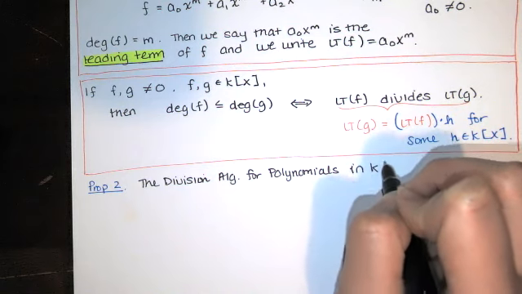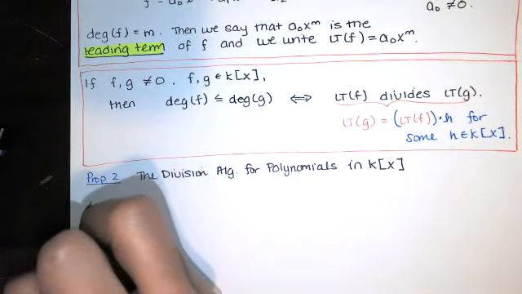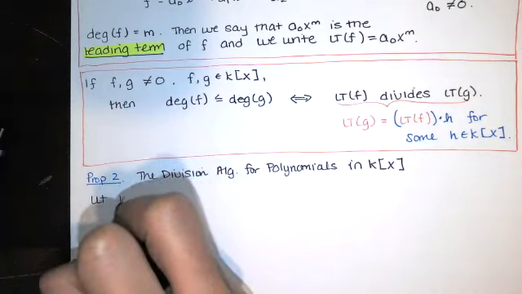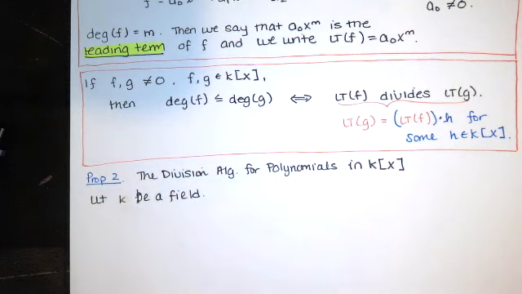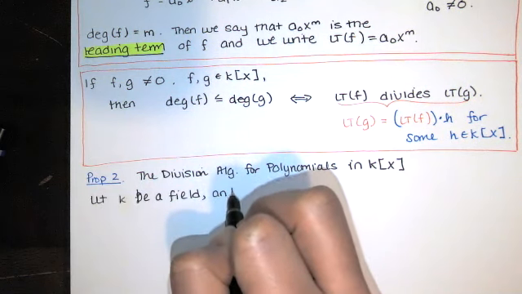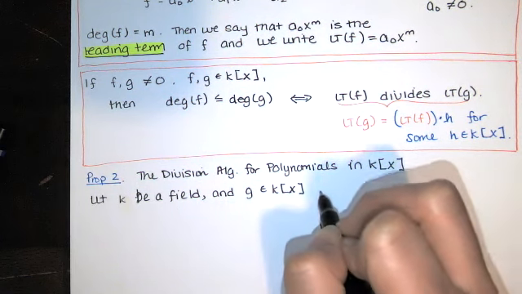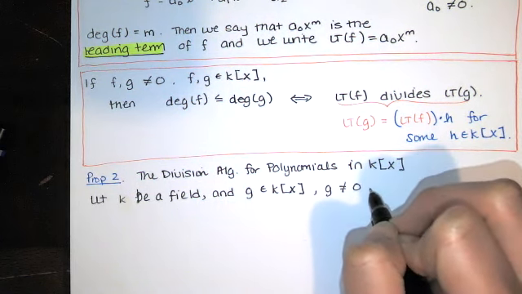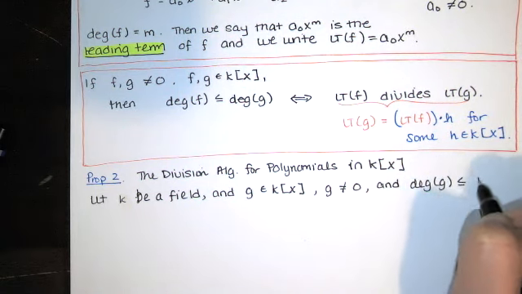Let's just say polynomials in k of x, which just means that they're polynomials of one variable. It says, let k be a field. And remember what that means. It means all the usual things are possible, so we can add, subtract, multiply, and divide in that field. And let's say that g is a polynomial in k of x. g is not the zero polynomial. And we want the degree of g to be less than or equal to the degree of f.